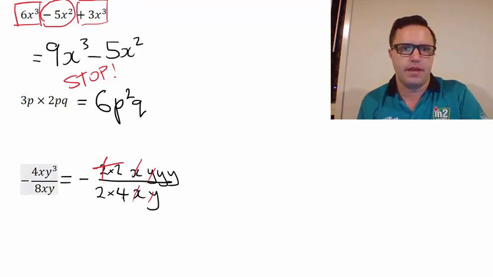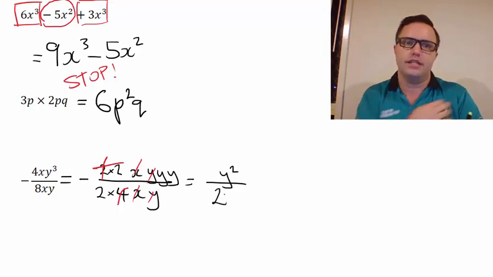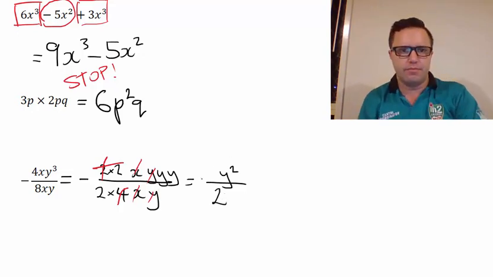Oh, and then the 4 cancels. Oh dear, glad I picked that one up. It would have been a bit foolish. So we've got left y squared over 2, and we're done. Okay, better not forget my negative, it stays there as well.